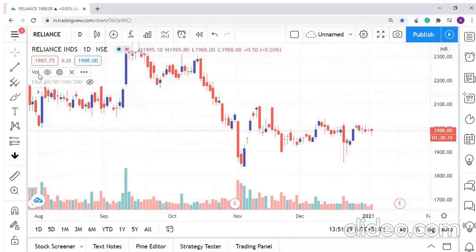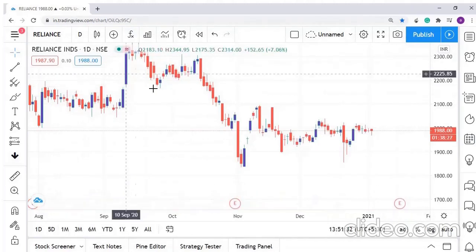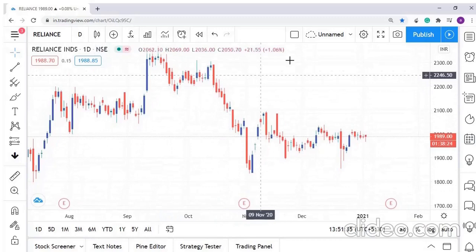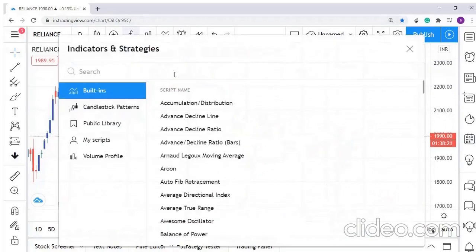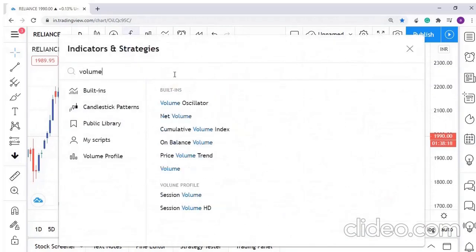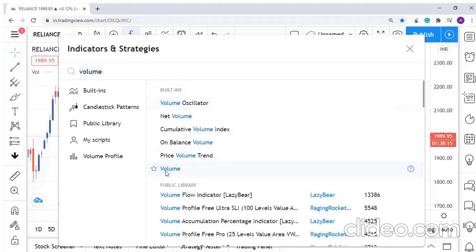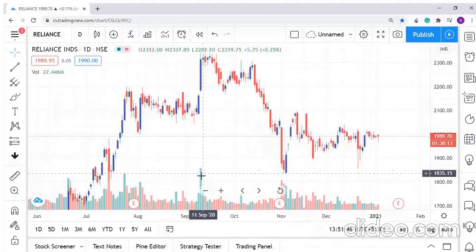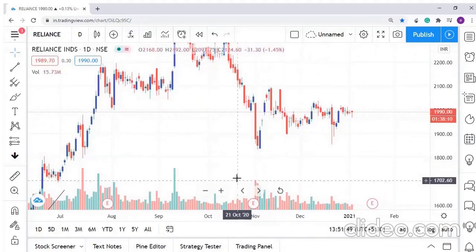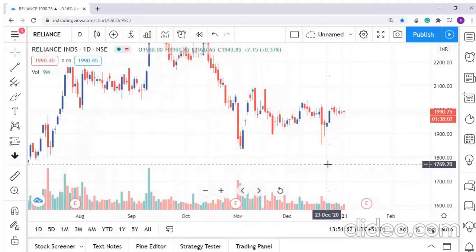So let's just say I'll delete whatever I have already here. Let's say you want to add volume. Volume is a very important indicator. I'll just type volume and select it here. Okay, cool. As you can see, these bars up here are the volume bars.